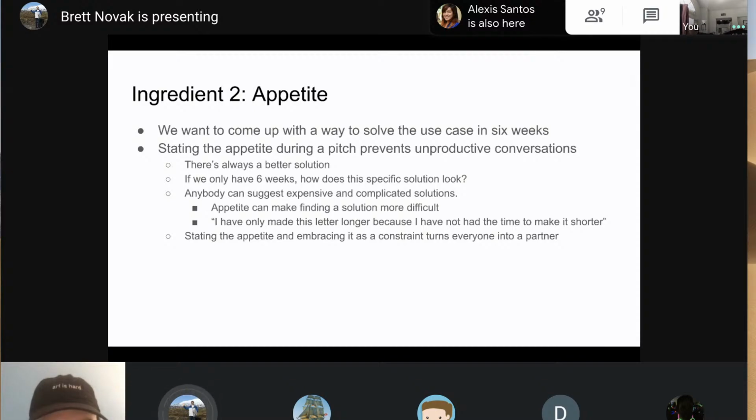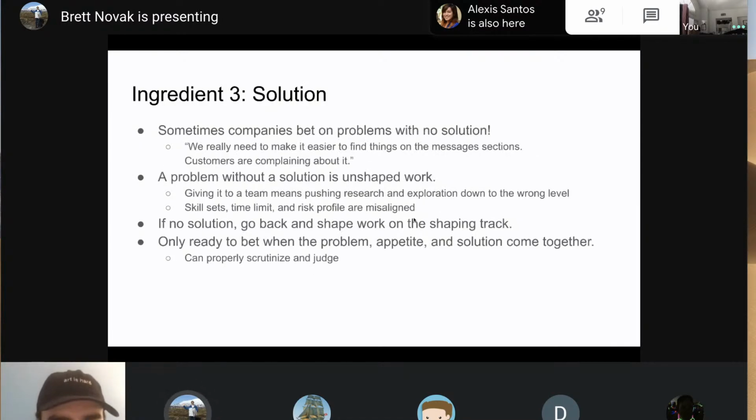And stating the appetite and embracing it as a constraint turns everyone into a partner, which goes in line with all that, because if you don't explicitly say, hey, we're trying to do this within 6 weeks, as soon as you say that, everyone's like, okay, I understand why you're doing it in a less than ideal way, especially if it's something that's going to be thrown away.